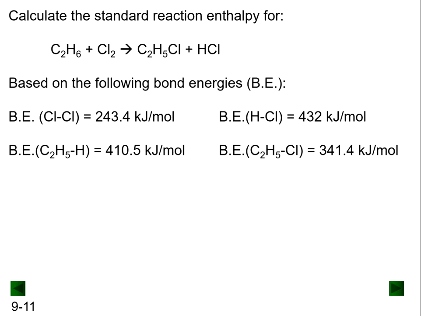The bond energy for chlorine is 243.4. The bond energy for the first carbon-hydrogen bond in ethane is 410.5 kilojoules per mole. The bond energy for hydrogen to chlorine is 432 kilojoules per mole, and the bond energy for C2H5, the ethyl moiety, to chlorine is 341.4 kilojoules per mole. Take a moment and plug those numbers in and see what value you get out.